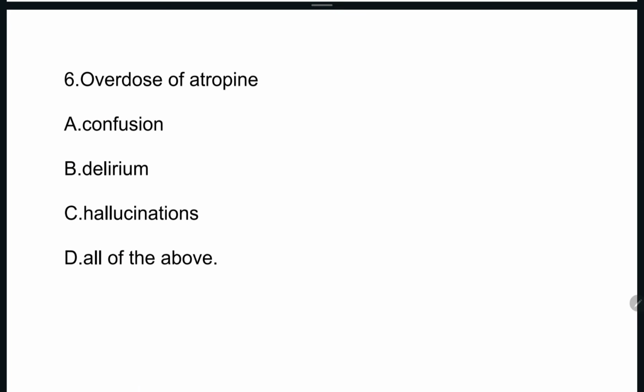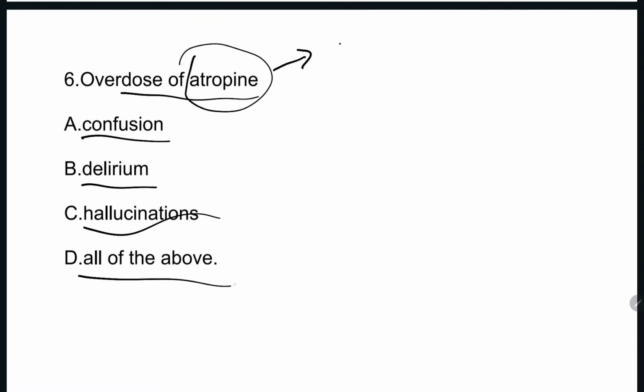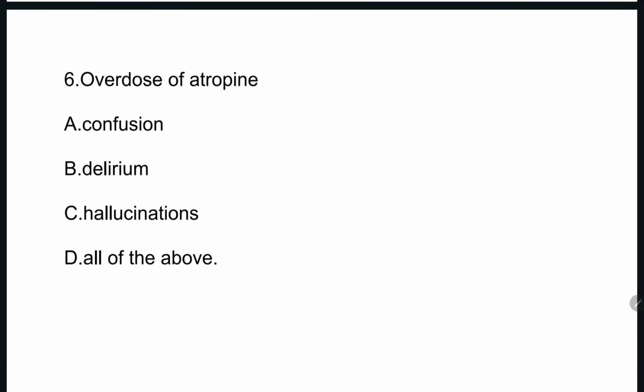The next question is overdosage of atropine. So when you give an overdosage of atropine to the patient, what will you observe? Option A, confusion. Option B, delirium. Option C, hallucination. Option D, all of the above. The right one is option D, all of the above. We can see this in the patient with overdosage of atropine.